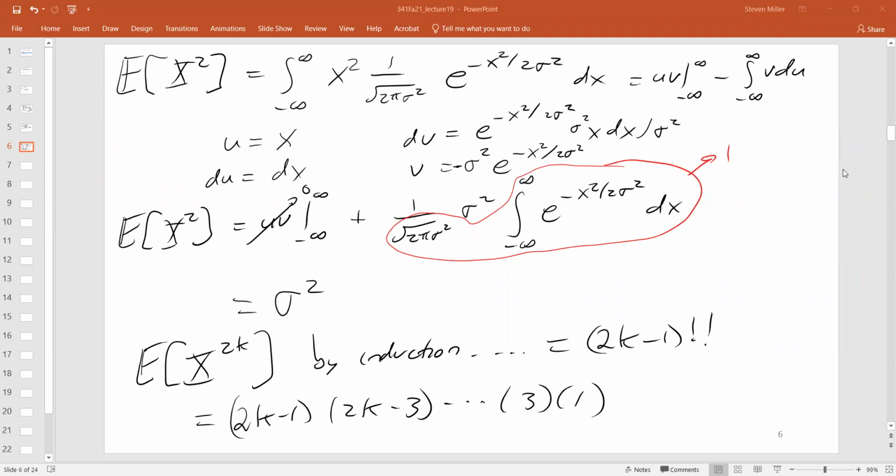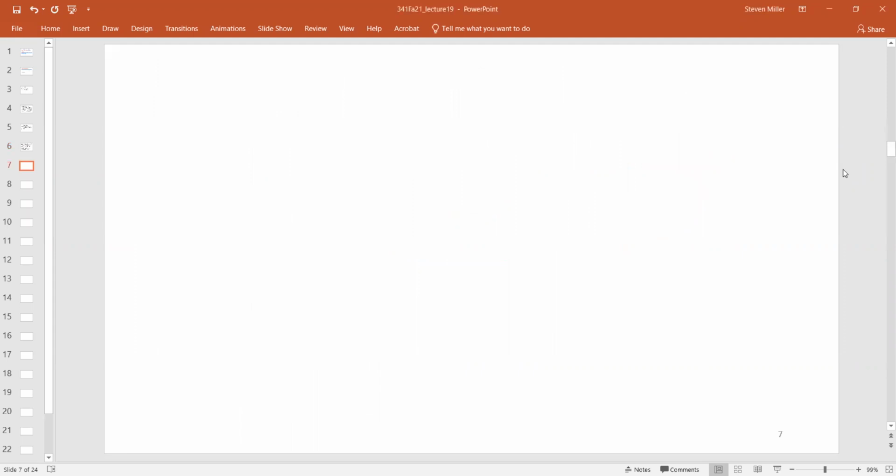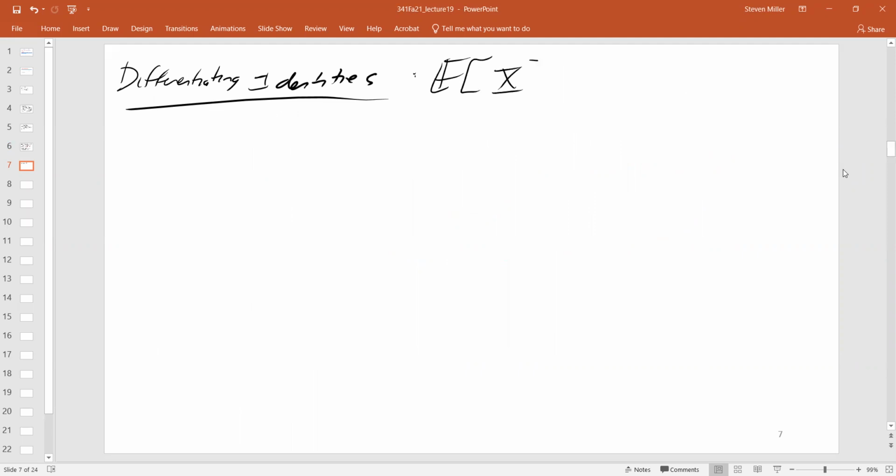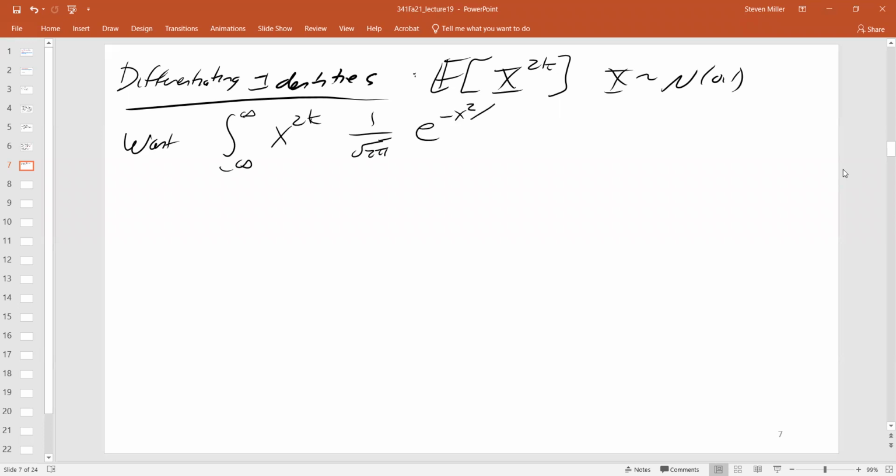All right, so what we want to do now is talk about how to find these without doing integration. And so we're going to use differentiating identities. So we need something that has a parameter that we can differentiate. So we want to calculate the expected value of, say, x to the 2k when x is a normal with mean 0 and variance 1. So we want the integral from -infinity to infinity of x to the 2k times 1 over square root of 2 pi, e to the negative x squared over 2 dx.